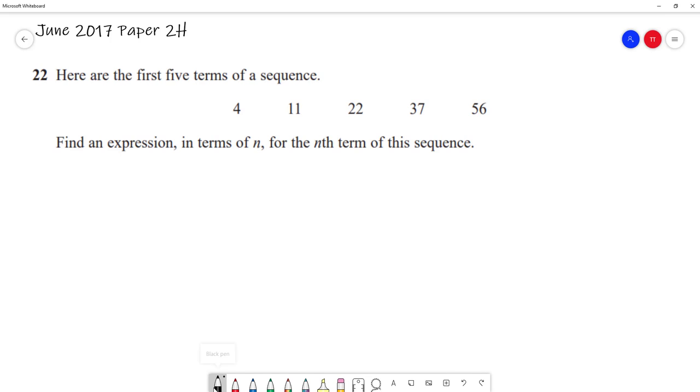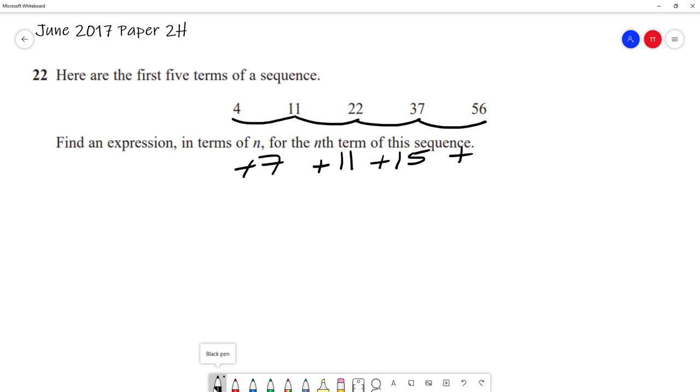A sequence like this has 2 differences. So we have a first difference. To go from 4 to 11, we add 7. And then from 11 to 22, we add 11. Then from 22 to 37, we add 15. And then from 37 to 56, we add 19. Now this is called the second difference, and that will always be the same. So in this case, it's plus 4, and then plus 4.